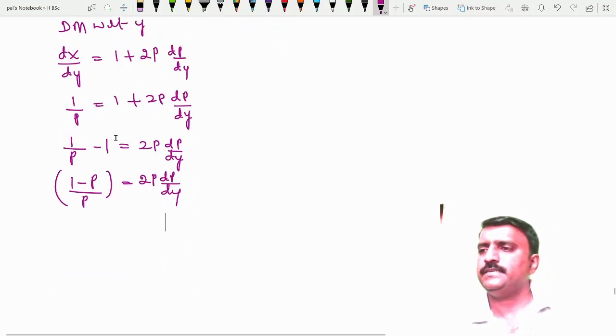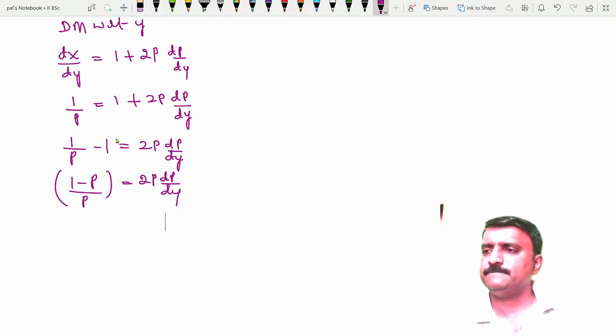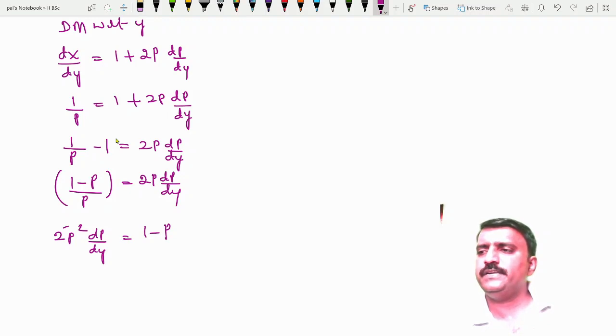So you write it as 2p square by 1 minus p, so p into p becomes p square, 2p square into dp by dy is equal to 1 minus p. I am just writing this on the left-hand side. Cross multiply, then 2p square into dp by dy is equal to 1 minus p. Okay, so next step.